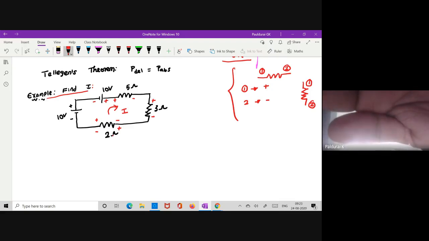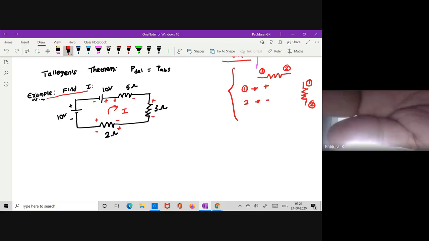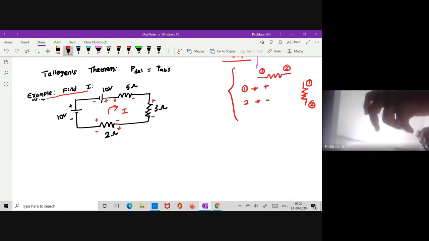Akshay Kumar, lower one. Why not upper one? Sir, we have assumed the current is going clockwise. Yeah. Very good. So I'm going to modify this golden rule as per Akshay Kumar.